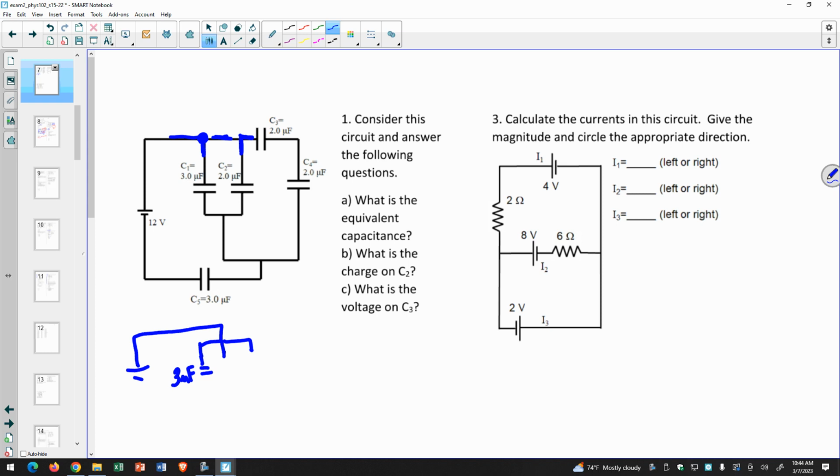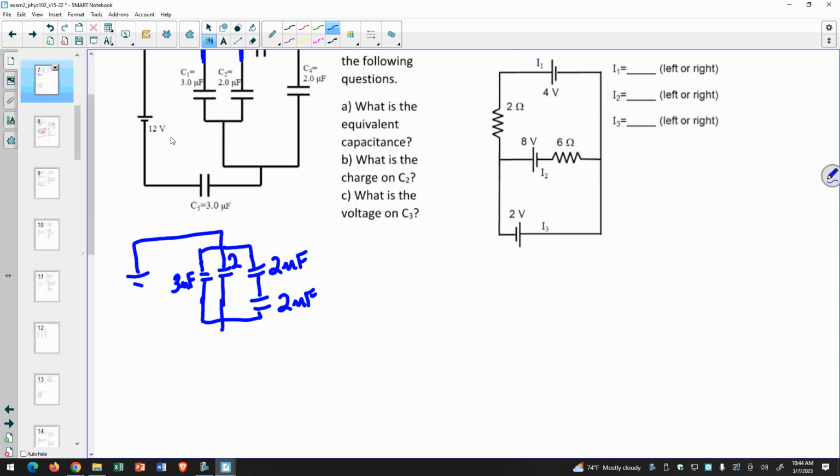I have a 2 microfarad here, and I have a 2 microfarad here, and another 2 microfarad here, actually. That's sort of the hard part, is figuring out that these circuits are the same. And then I can redraw that, or keep going, and I have C5, which is 3 microfarads. So let me step through this first of all.